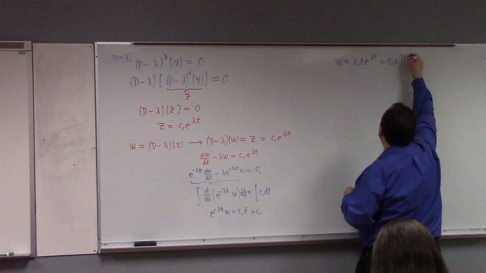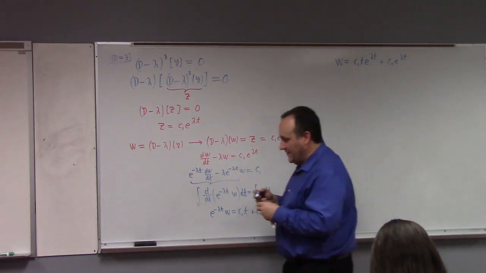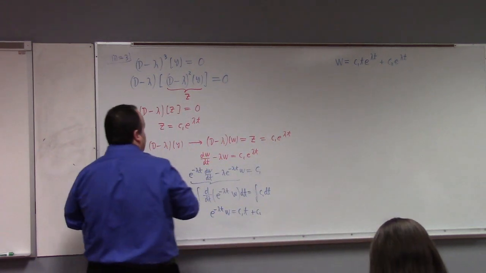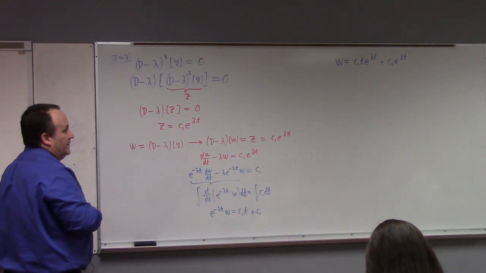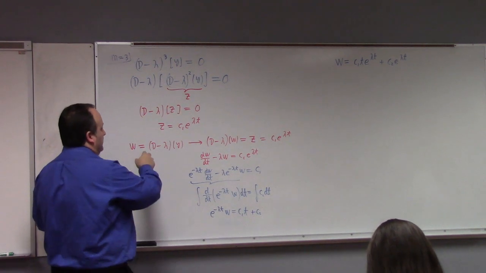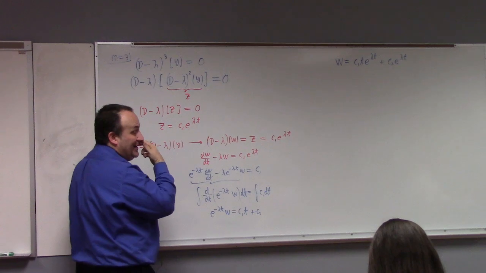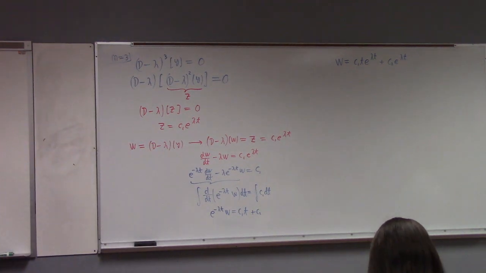I feel like I have a strong sense of deja vu. We've been here before, right? But what's the difference now? Now we're not at the end. We're not back to y. In the m equals 2 case, that was the end of the road. We'd found everything there was to find for m equals 2. Now we're working on m equals 3.